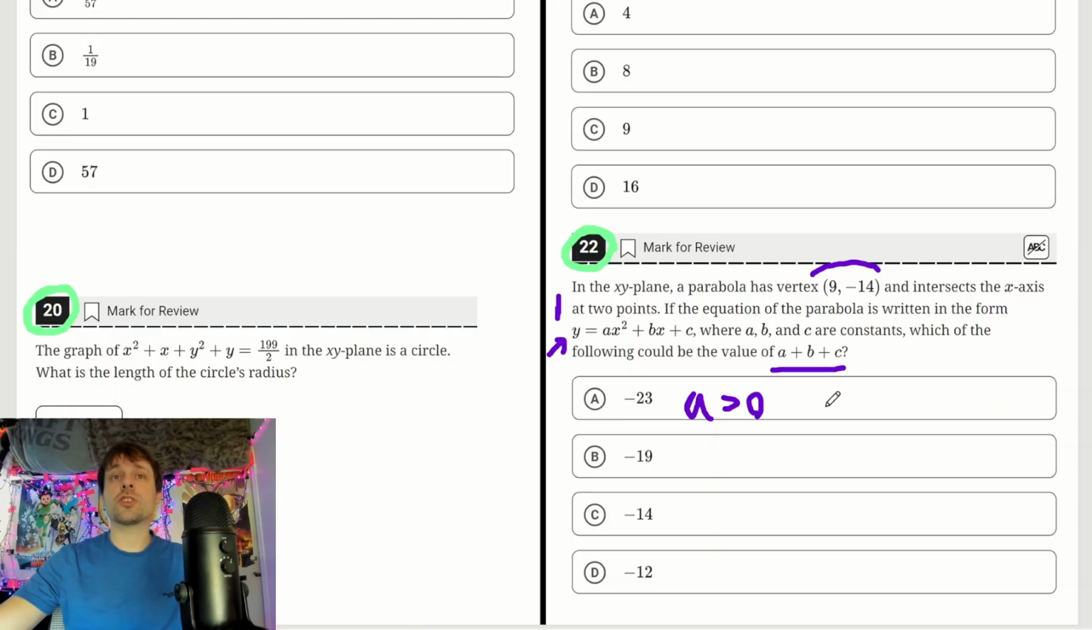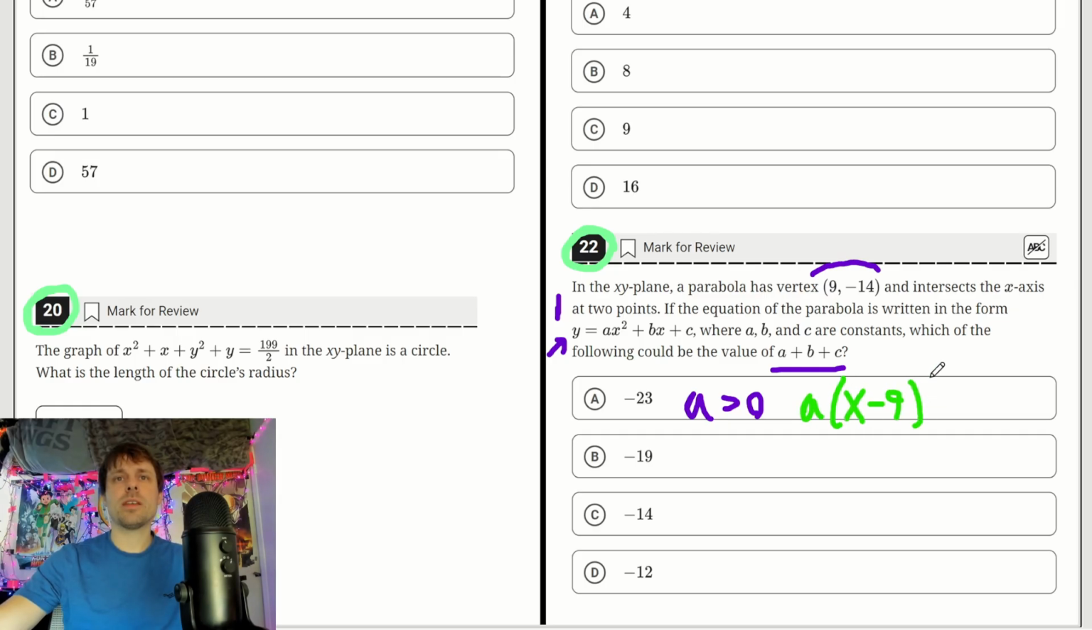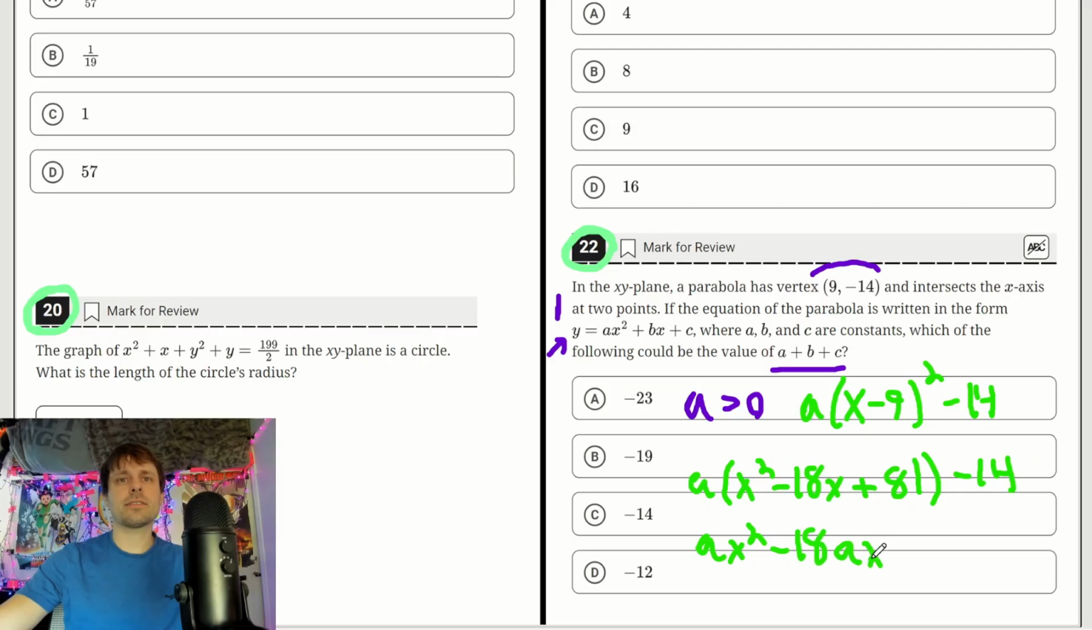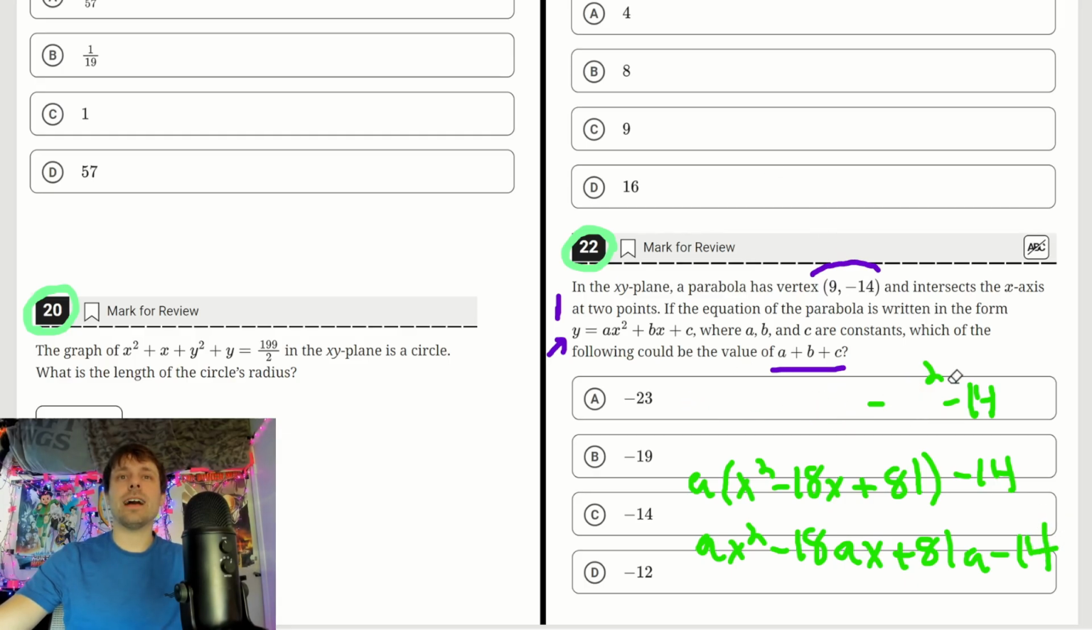So if we have a vertex, let's try vertex form. That's going to be A times (x minus 9) squared, and then minus 14. And then we got to expand. That's just going to be A times (x squared minus 18x plus 81). And then again, minus 14. And the final is ax squared minus 18ax plus 81a minus 14. So remember, all we've done is we've created an alternative version of our first equation.